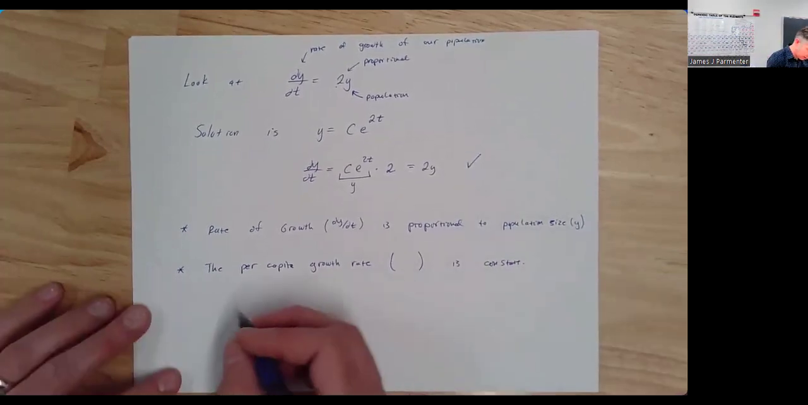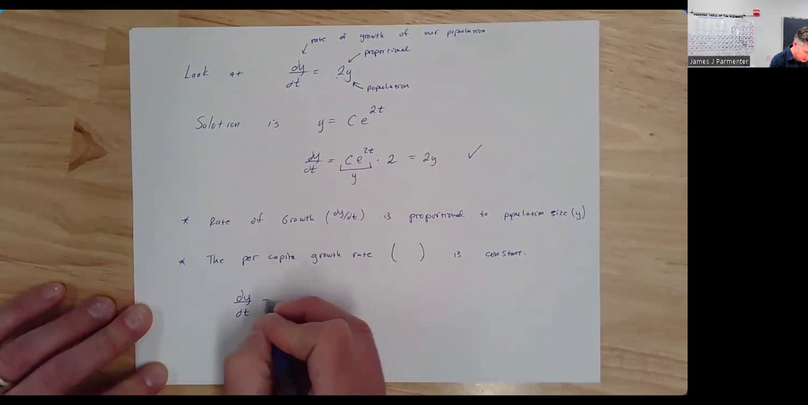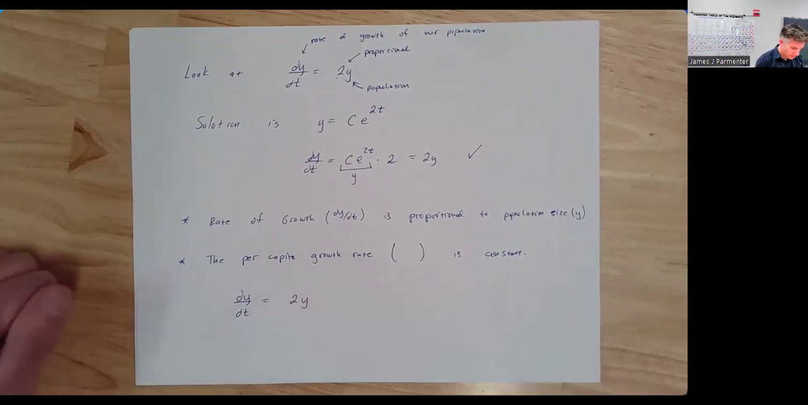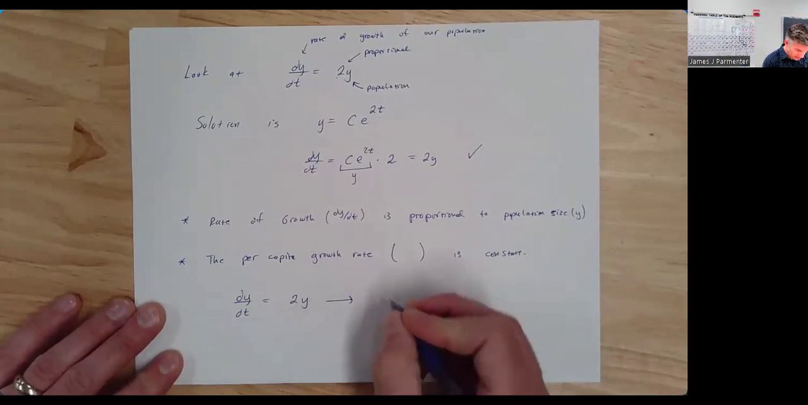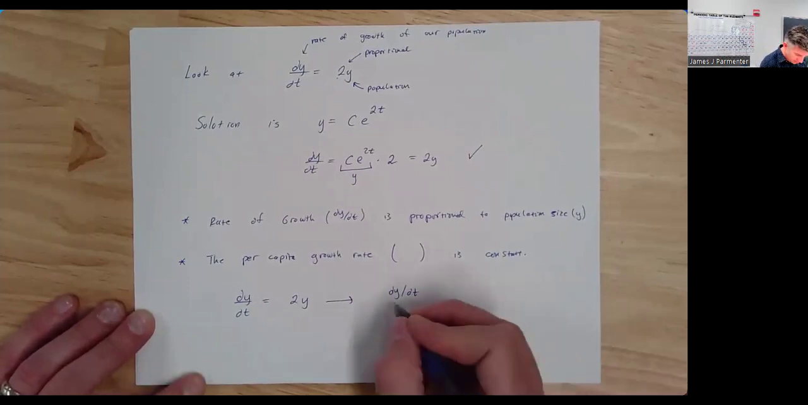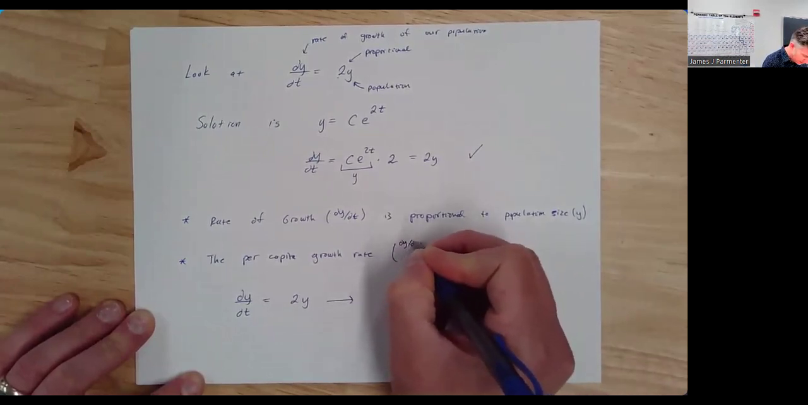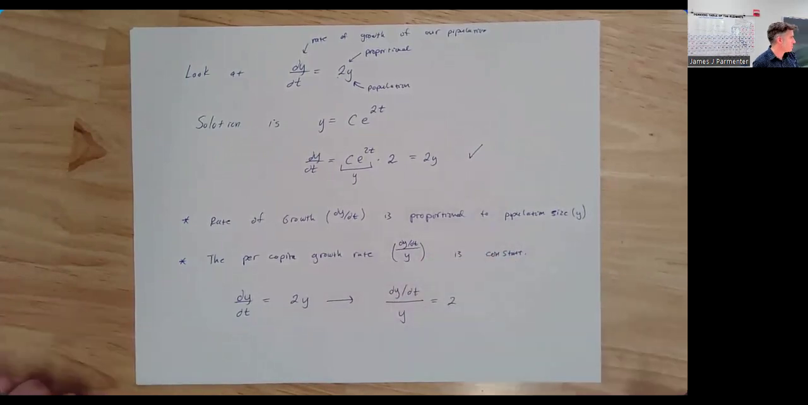Well, let's look at the equation I started with. I started with dy dt, so look at the differential equation, equal to 2 times y. What could I do to both sides of this equation to get a constant on the right-hand side? If I just want that 2, I can divide both sides by y. And so what we're actually saying here is that this is dy dt, the rate of growth of the population, divided by the population size. And that's equal to 2. So the per capita growth rate is the growth rate divided by the population size.